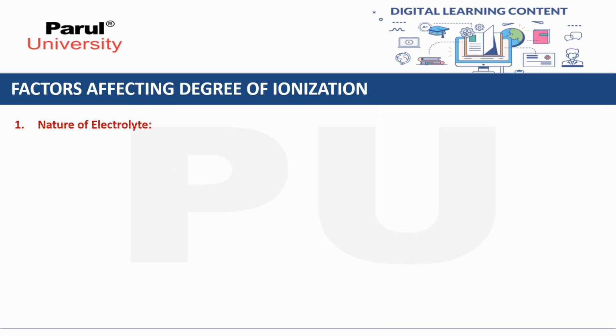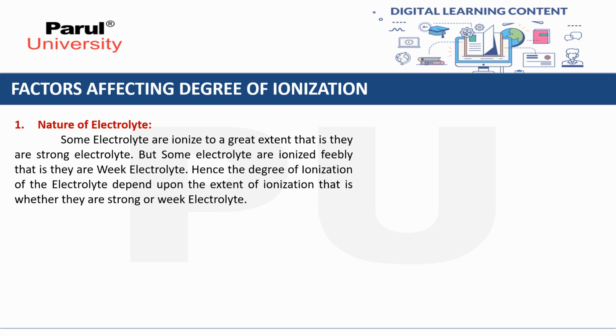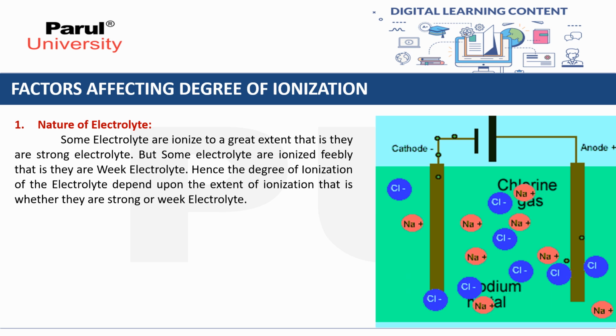Let us see how, one by one, each factor affects the degree of ionization. The first factor: nature of electrolyte. As we have seen through Arrhenius postulate, some electrolytes are ionized to a greater extent, and that is why they are strong electrolytes. But some electrolytes are ionized feebly, that is weakly, and that is why they are called weak electrolytes. Hence, the degree of ionization of the electrolyte depends upon the extent of ionization, that is, whether they are strong or weak electrolytes.